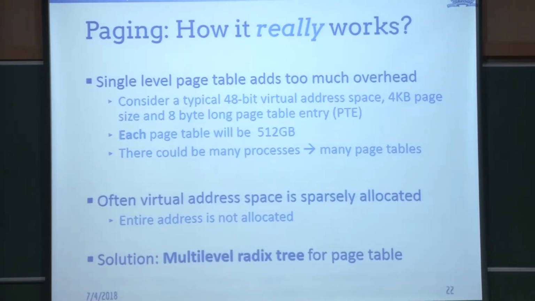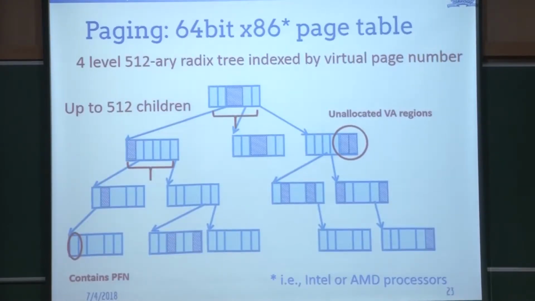So what is the solution? We'll try to have a multi-level radix tree data structure for the page table. Do you remember all these data structures? Probably not. Don't worry, I'll explain how it works. For example, on a 64-bit x86 machine, the Intel AMD machine, you would have a data structure for each page table, which is a 4-level 512-array radix tree. Any page table is indexed by the VPN. We'll talk about how it is indexed.